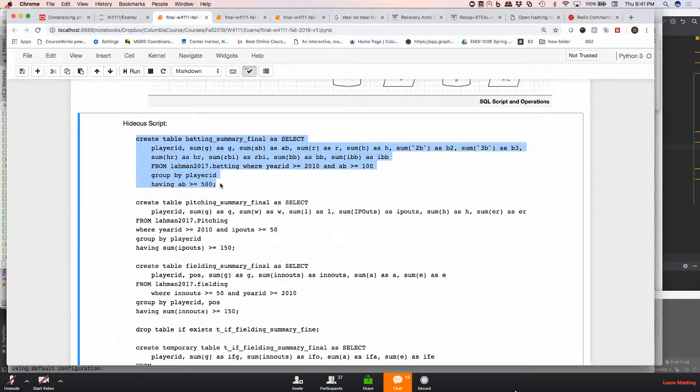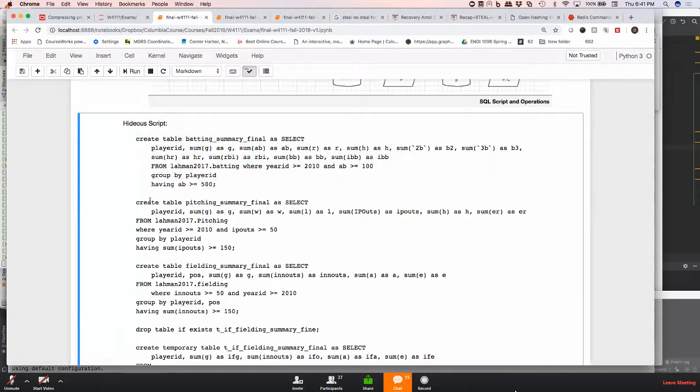Only in that range. So I'm only going to look for years after 2010, and I'm not going to consider years where they had less than 100 at-bats. So that's going to filter out years where they didn't play enough. And I'm only going to include in the result people who had 500 career at-bats. So this phase is going to filter out years that were anomalies. This is going to filter out people who didn't play or get enough at-bats.